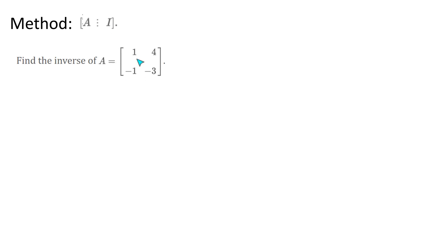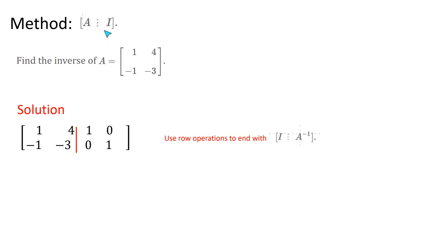So if you wanted to find the inverse here, then what we're going to do is we're going to attach the identity matrix. So here I attach the identity matrix, and then we're going to use row operations so that the first part of the matrix is going to be the identity matrix, and then whatever's on the right side would be your inverse. So in this situation here, I want to have a 1 here, which I do. So I don't have to do anything there. But now I need this negative 1 to be a 0.